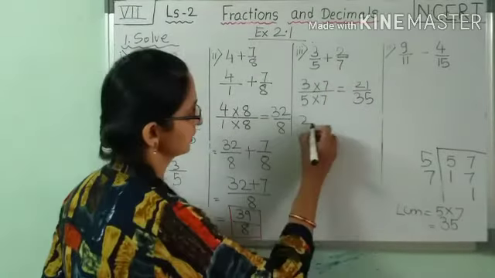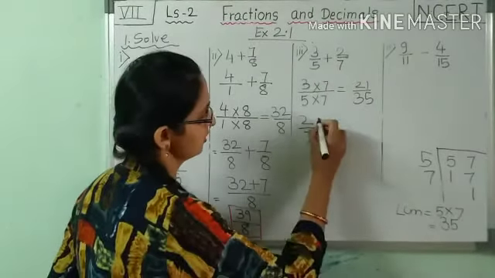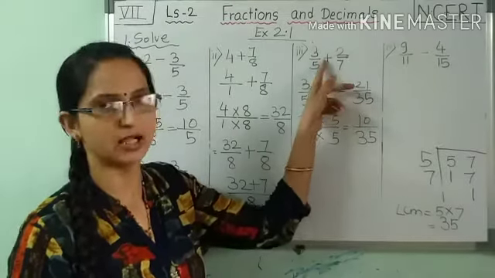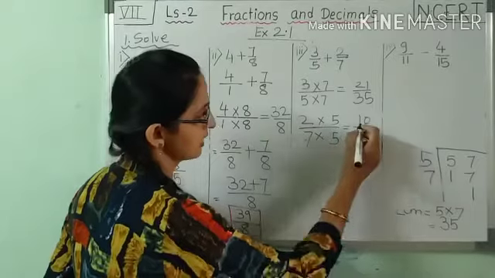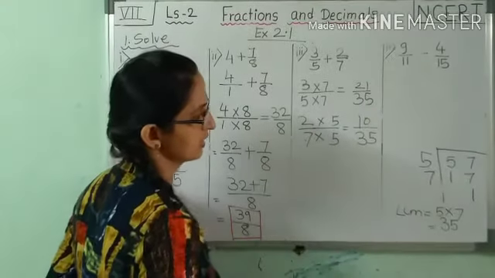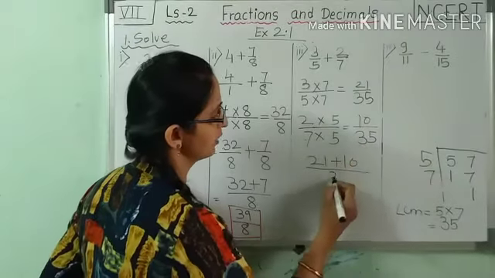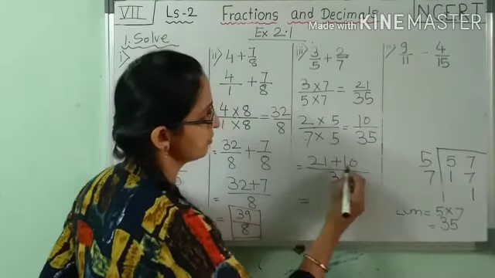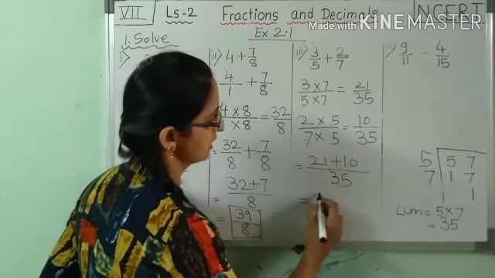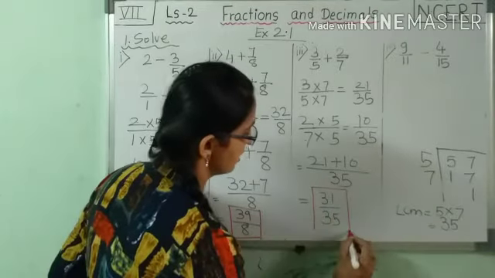Now for this fraction, again I want the denominator 35. So multiply this fraction by 5. 7 5s are 35, 2 5s are 10. Now take these two fractions and add. 21 upon 35, 10 upon 35. Now the denominators are equal, meaning they are like fractions. Add 21 plus 10 and write the denominator only once. 21 plus 10 is 31 upon 35. So that's how we get the answer.